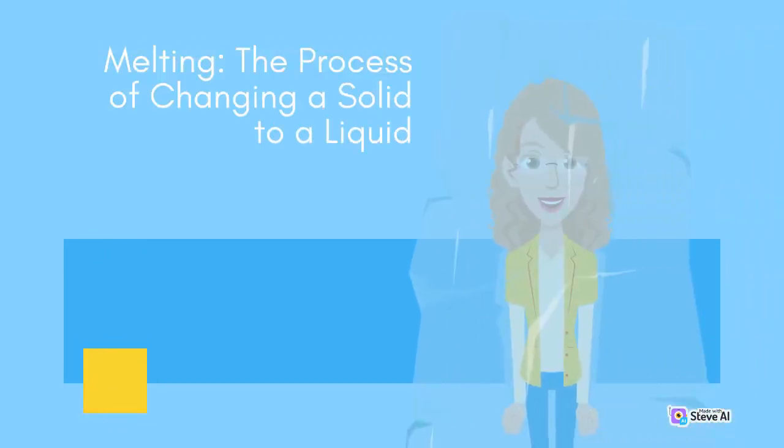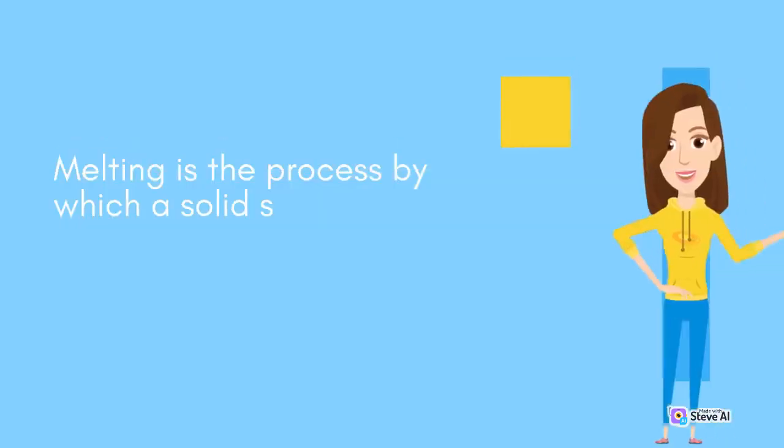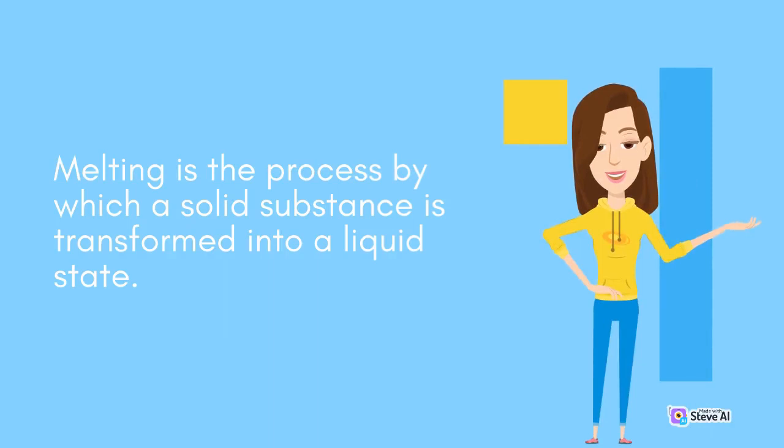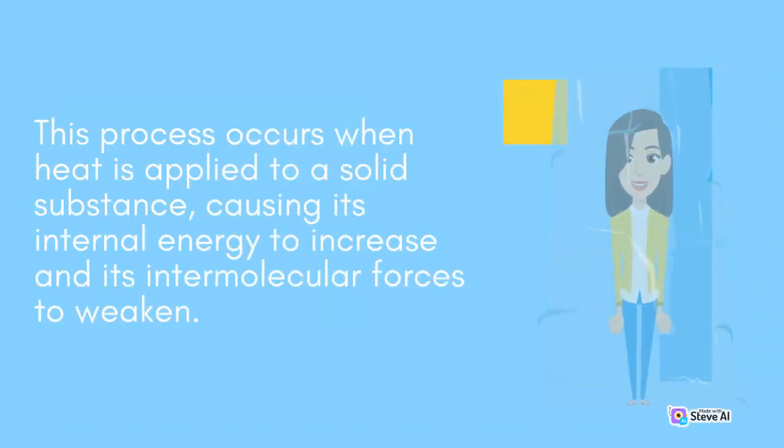Melting, the process of changing a solid to a liquid. Melting is the process by which a solid substance is transformed into a liquid state. This process occurs when heat is applied to a solid substance, causing its internal energy to increase and its intermolecular forces to weaken.